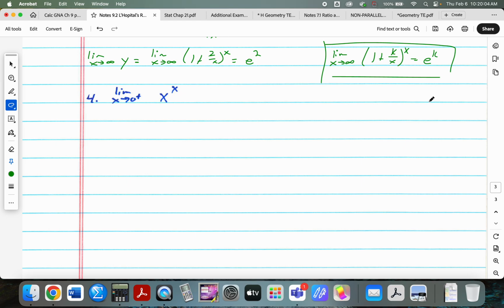All right, so then the limit as x goes to 0 from the right of x to the x. So my base is 0, so it should be 0. But my exponent is 0, so it should be 1. Oh, whatever shall we do? Well, we're going to have to rewrite it. We're going to do pretty much the same thing we did on the last one. We're going to let y be equal to x to the x power, so that the natural log of y is equal to x natural log of x, which is equal to the natural log of x over 1 over x.